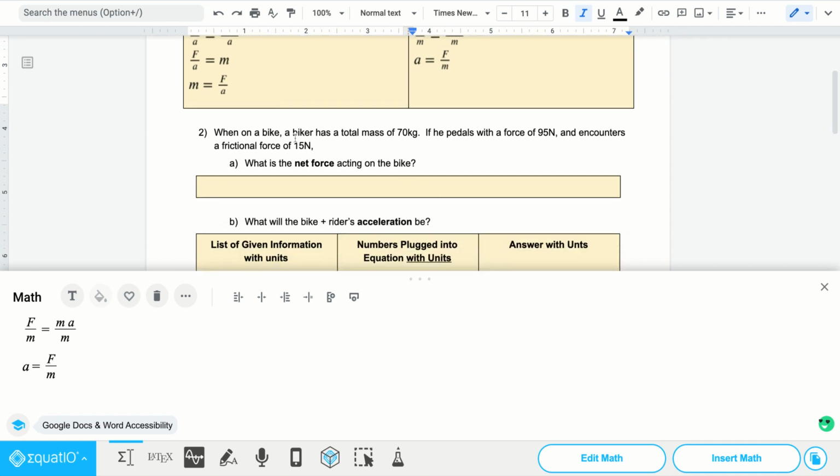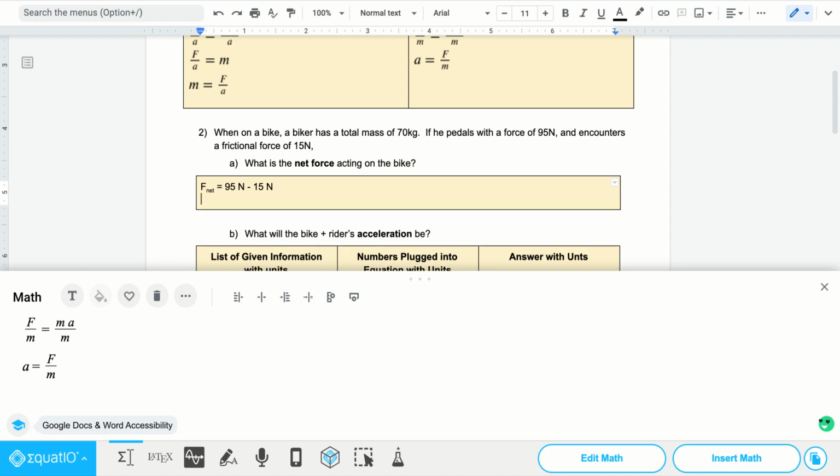So, number 2, when on a bike, a biker has a total mass of 70 kilograms. If he pedals with a force of 95 newtons and encounters a frictional force of 15 newtons, what is the net force? So we need to just add these two forces together. So the F net is equal to those two forces, keeping in mind that these forces are in opposite directions. So adding them is actually subtracting, because that 15 newtons of friction is going to counteract some of the pedal force, and we will end up with a net force that's smaller.